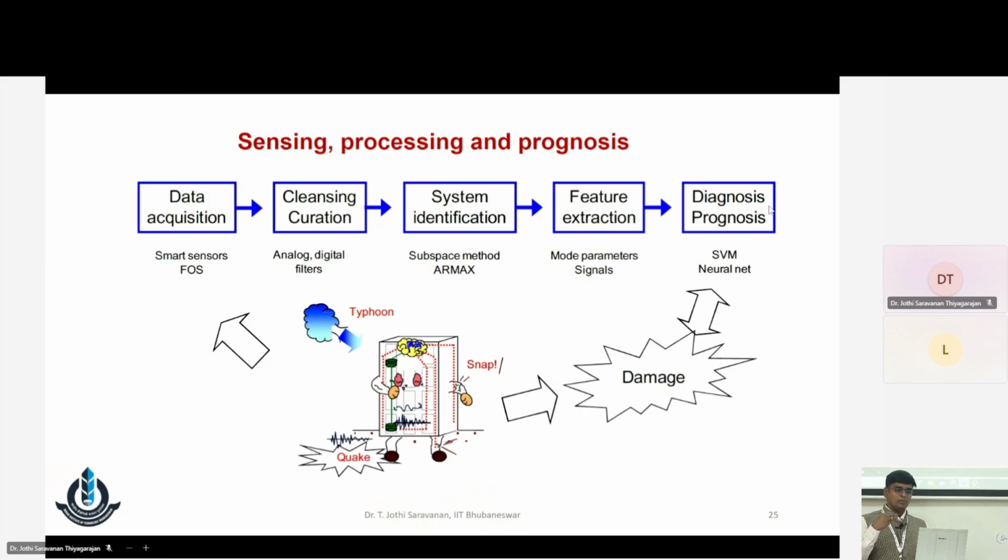It can be any method you can use. So once you do the feature extraction, at the end we will try to understand the model parameters. Then you have the diagnosis and prognosis. This is the basic thing that we try to do.